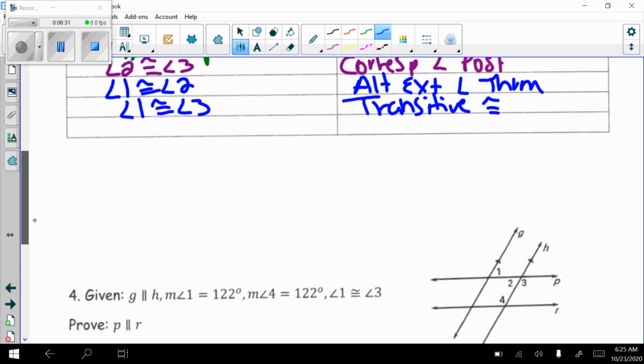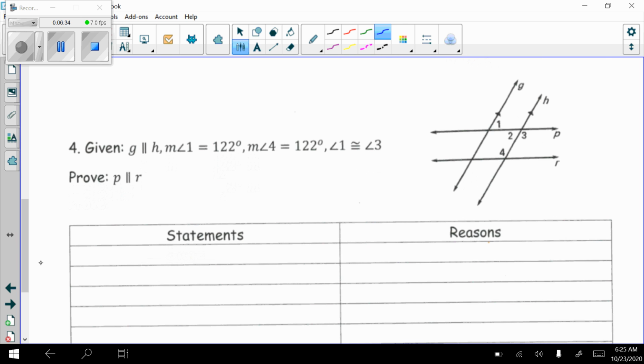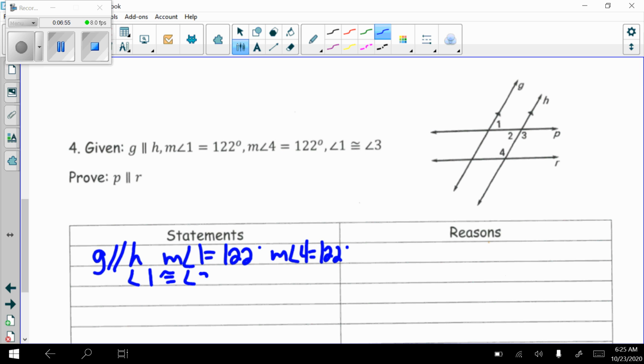All right, let's look at one more. So given, look, they give us all kinds of stuff here. Given G is parallel to H, measure of angle 1 is 122 degrees, measure of angle 4 is 122 degrees, and angle 1 congruent to angle 3. So all of this is given. They gave us a lot of information. They want me to prove that P is parallel to R.